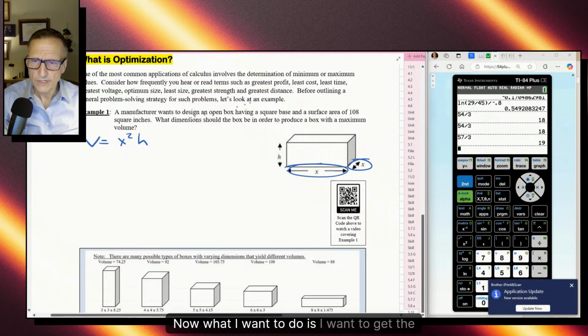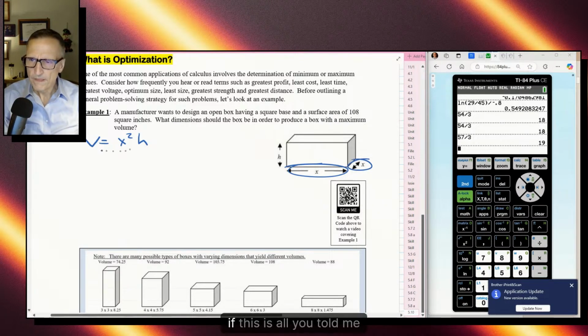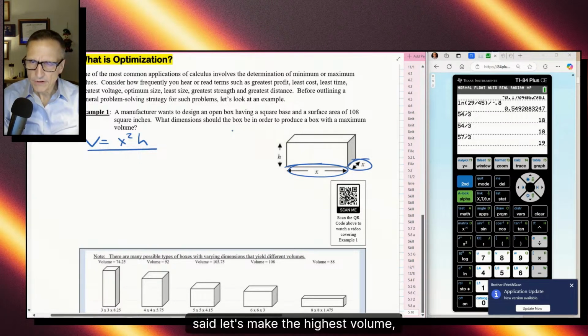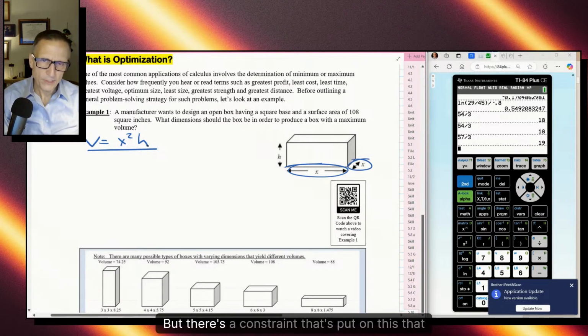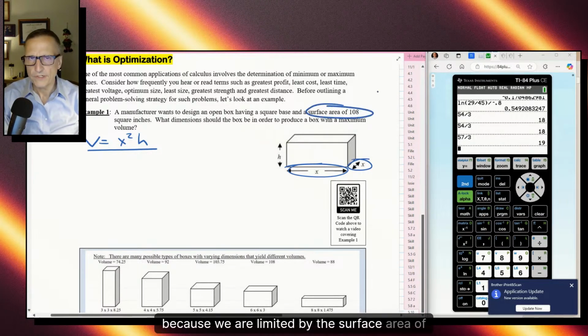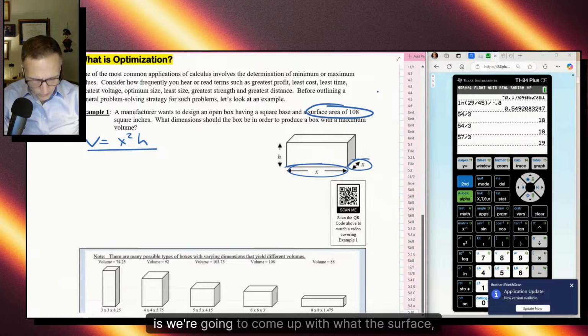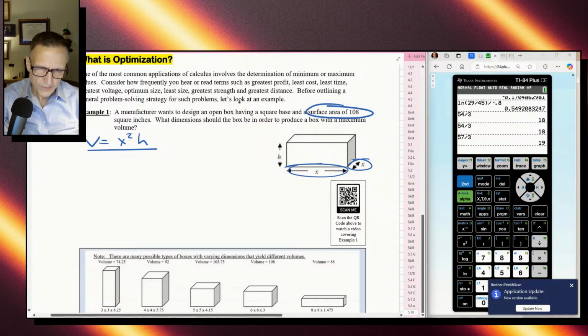Now, what I want to do is get the dimensions to produce a maximum volume. Well, if this is all you told me, and you said, let's make the highest volume, I would say the volume is infinity, and let's let x be infinity and h be something else. But there's a constraint put on this, that we can't just let the volume be infinitely large because we are limited by the surface area of being 108 square inches.